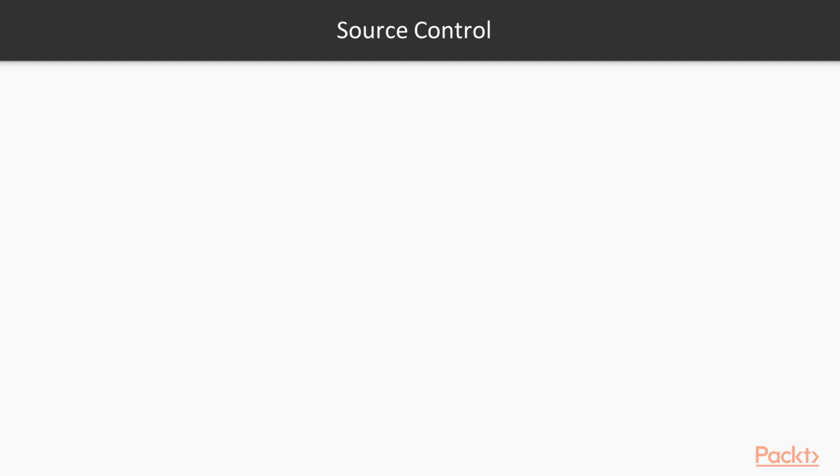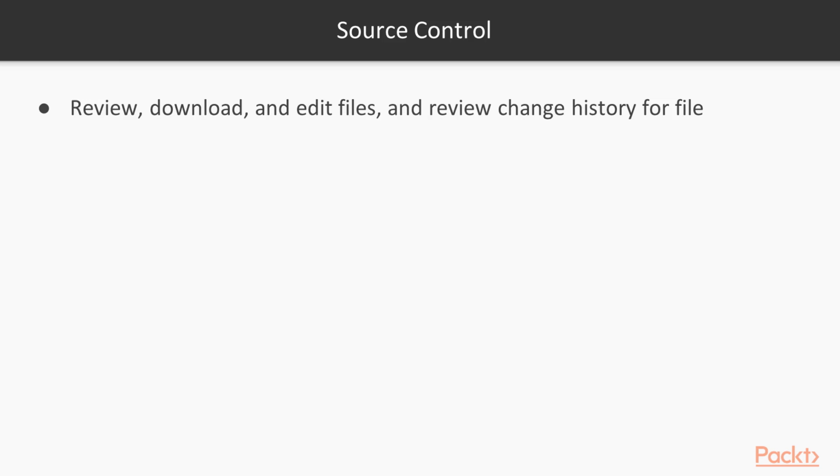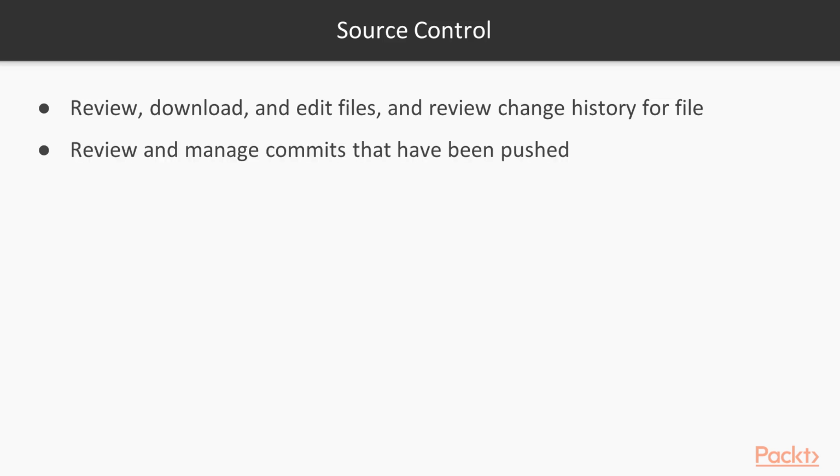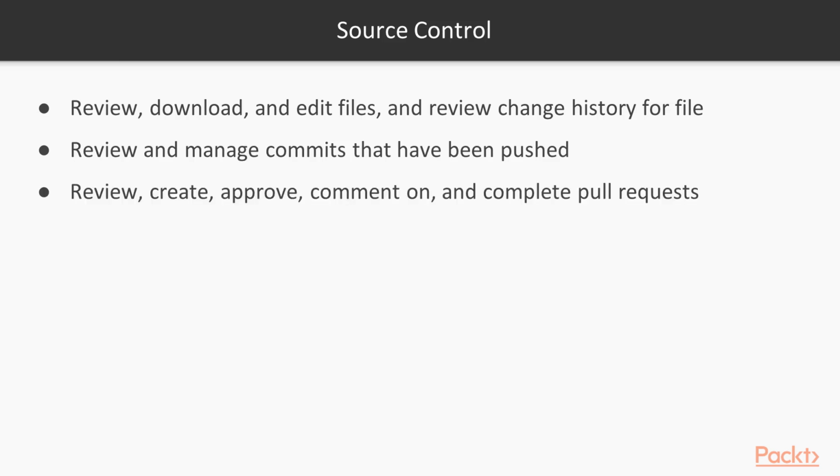From code, you gain access to your source control Git-based or TFVC repositories to support version control of your software projects. From Azure Repos for Git, you can review, download, and edit files, and review the change history for a file. Review and manage commits that have been pushed, and review, create, approve, comment on, and complete pull requests. You can also add and manage Git tags.